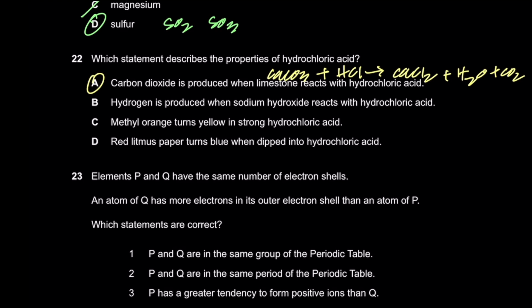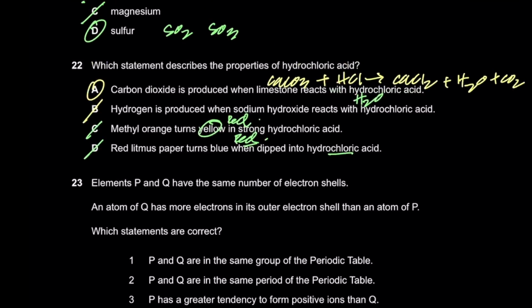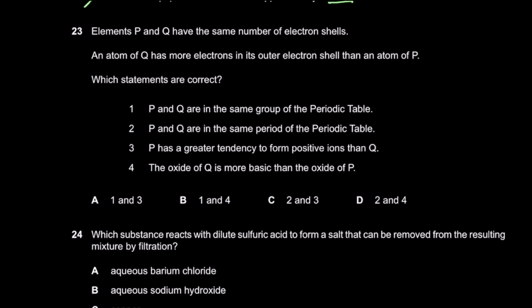Check BCD out. Hydrogen is produced when sodium hydroxide reacts with hydrochloric acid. No sir, it's not produced when they react together. H2O is produced. Base and acid, when they react, produce H2O, not H2. Methyl orange turns yellow. No, it turns red. C is wrong. Red litmus paper turns blue when dipped in. No, red litmus paper remains red. Acid turns damp blue litmus red. If it's already red, it'll remain red. And see, this MCQ could have helped you solve the previous MCQ.